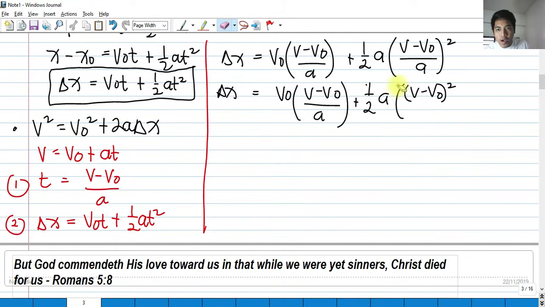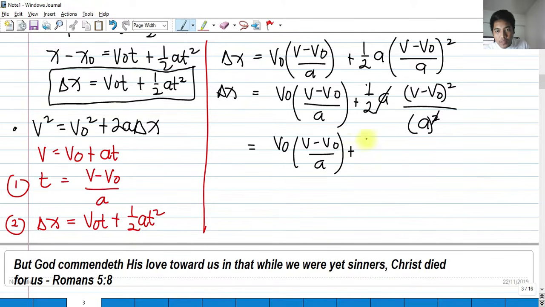If I'm going to distribute that, we have a squared also here. That is the same term, and as you can see, the a's will cancel. So we have v naught times v minus v naught over a, plus 1 over 2a. I'm going to multiply this by 1 half now, and we are left with v minus v naught squared. And we have delta x here.